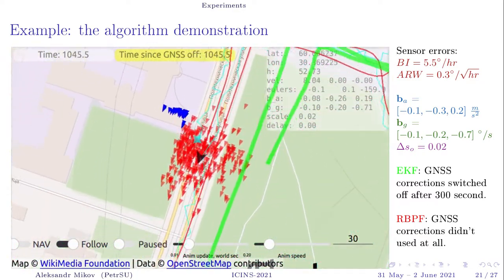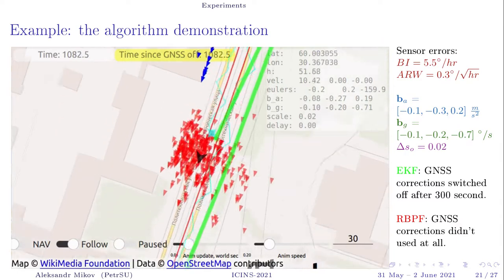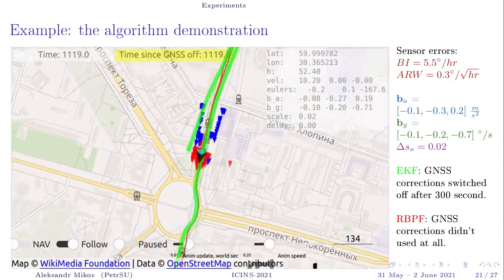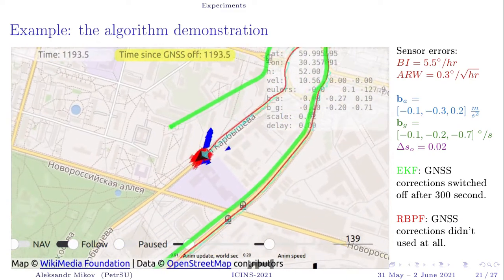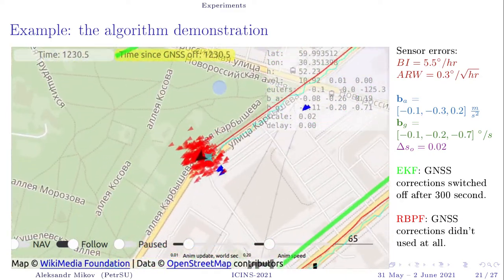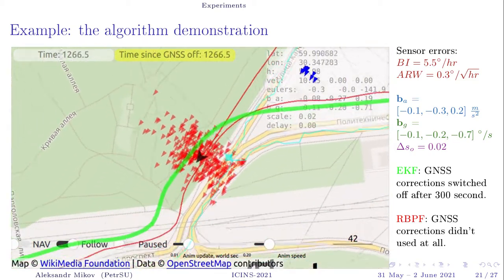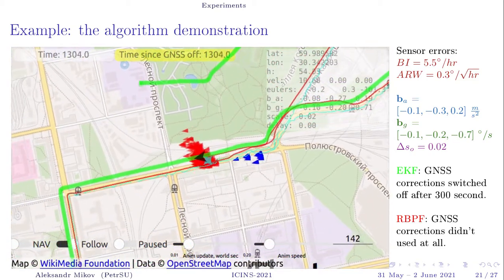The estimates of the accelerometer and gyroscope biases and the odometer scale factor error are shown in the upper right corner of the video. The algorithm correctly estimated the systematic errors of the sensors. The estimates are very close to the true values.